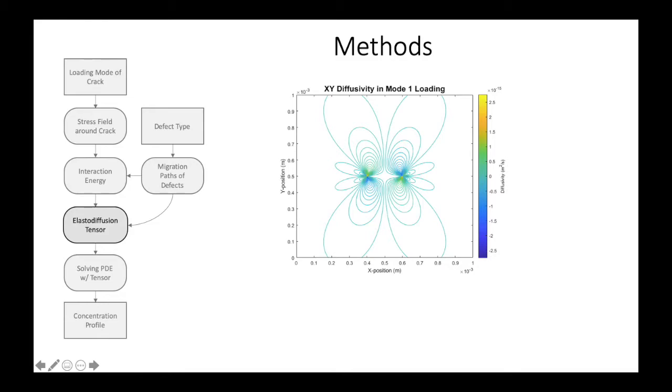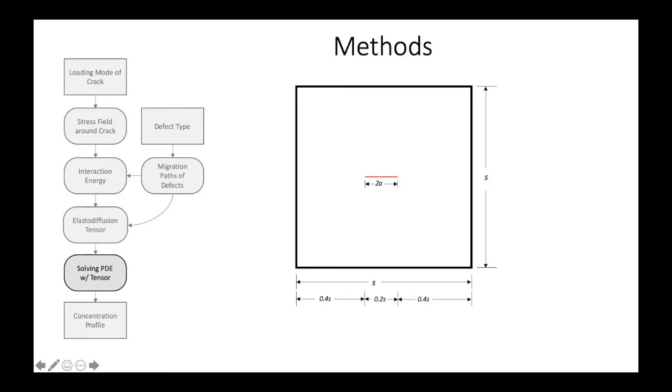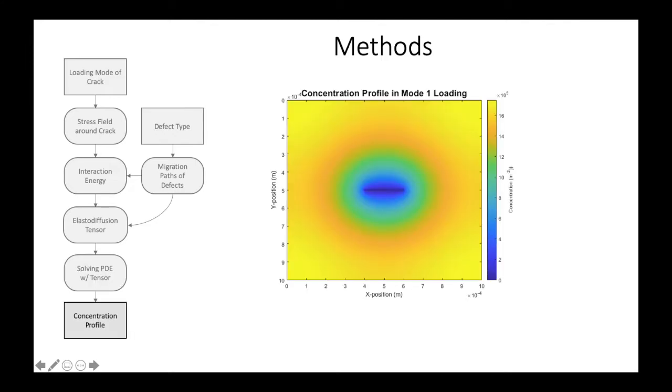With the Elastodiffusion tensor finally calculated, the partial differential equation can be solved. The solution domain can be seen here. The outer edges have the boundary conditions of zero flux, and the crack surface has a boundary condition of zero concentration. The total crack length is 20% of the side length, and this crack is idealized with a thickness of 0. The partial differential equation was solved using a central finite difference method and a grid size of 501 by 501. The final solution for the concentration of self-interstitial atoms using the Elastodiffusion model can be seen here.